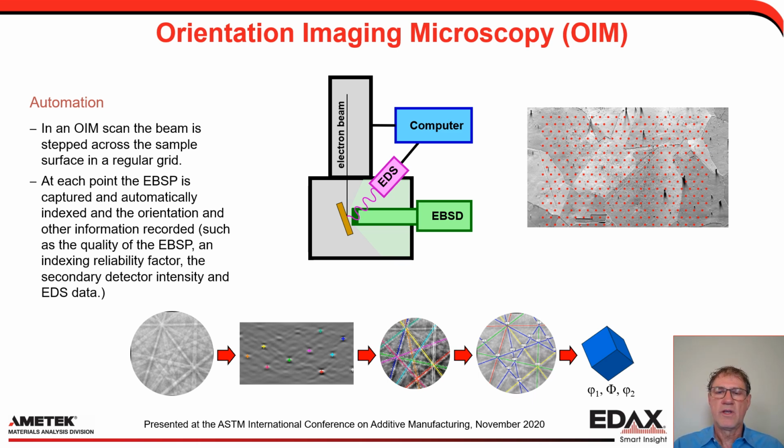Schematically, we have a computer that controls the EBSD system so that we can move the beam to a point, and at that point collect a pattern, do some image analysis, and from that we can extract the orientation of the crystal and also other information, including the phase. We could also record EDS information to have information on the chemical composition. We also record various parameters telling us how good the pattern is, how well we believe we've indexed, and any other detectors in the microscope.